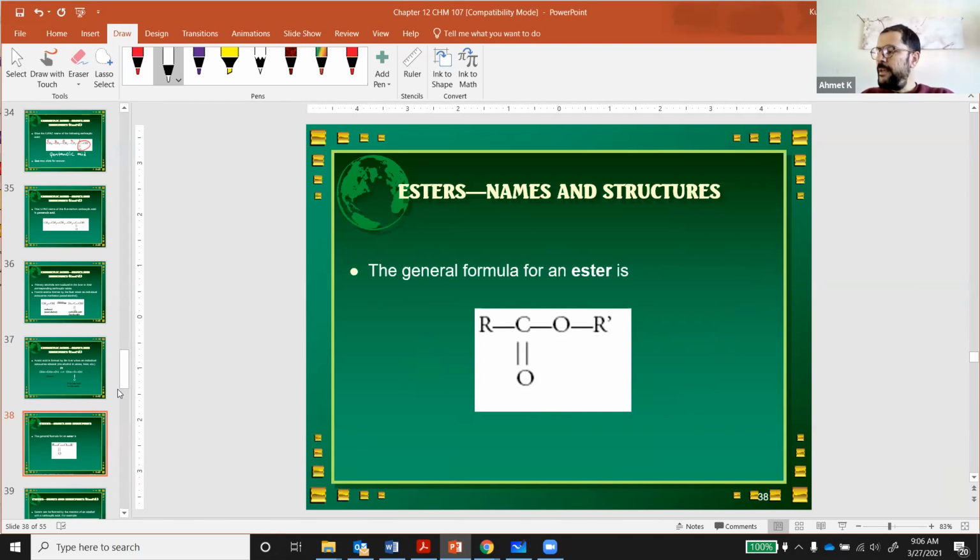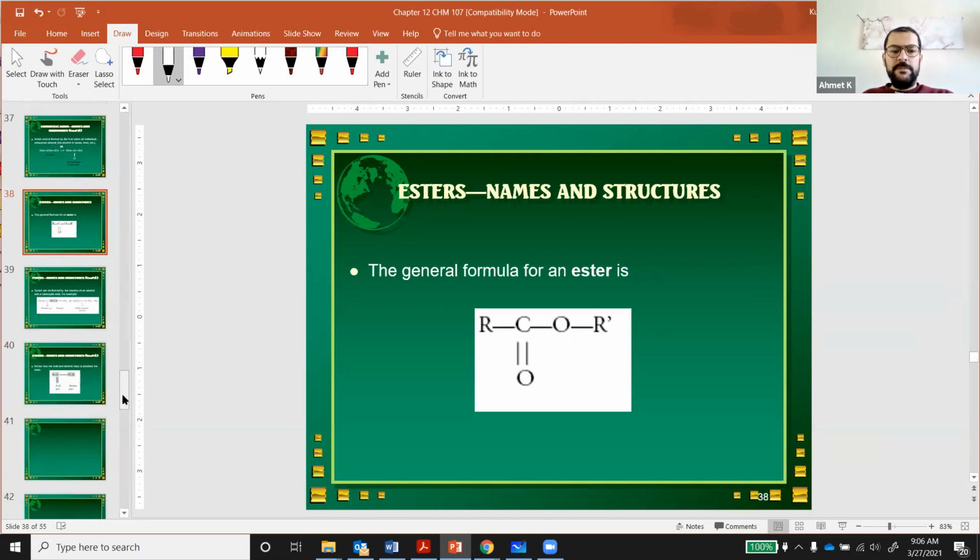You can just review it. I know if you're taking organic chemistry for the first time, it might be a little hard, but we just have three more functional groups to go, guys.